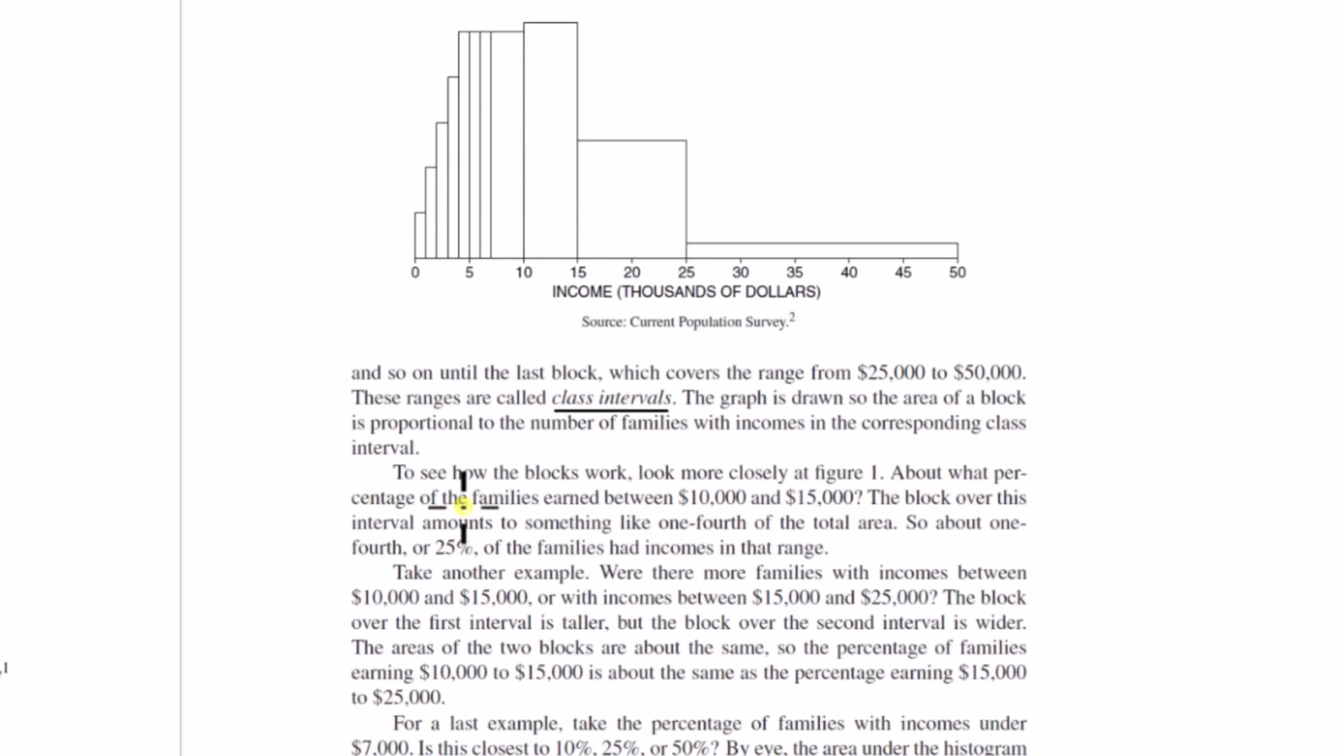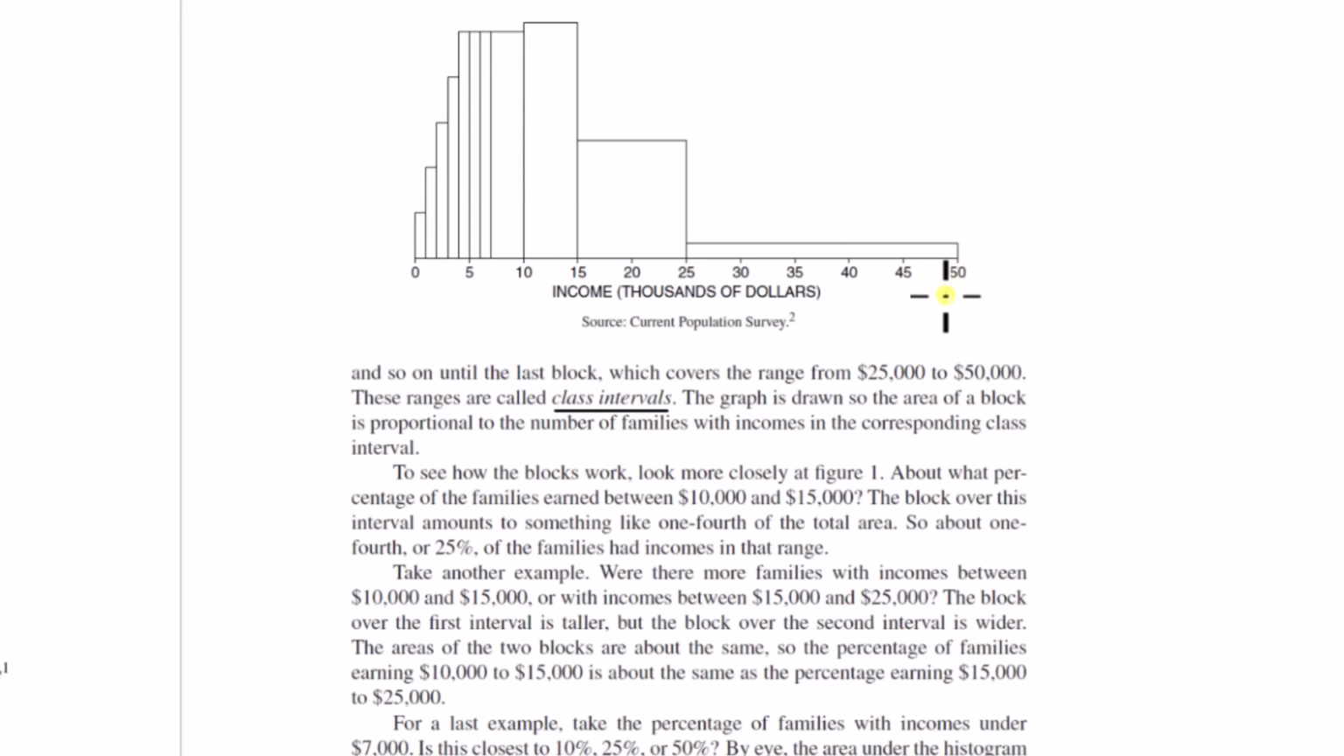About what percentage of the families earned between $10,000 and $15,000? Well, when you have a histogram, the area of all of the blocks combined represents all of the data points in the entire data set. Now, you might be wondering, so no families made more than $50,000 a year?